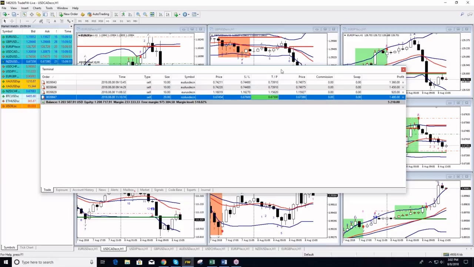As you can see, we are very close to hit our take profit on the Kiwi New Zealand USD trade. As I said, New Zealand USD guys, this is the pair that you see here. It moves very slow, so it might delay a bit more until it hits our take profit.